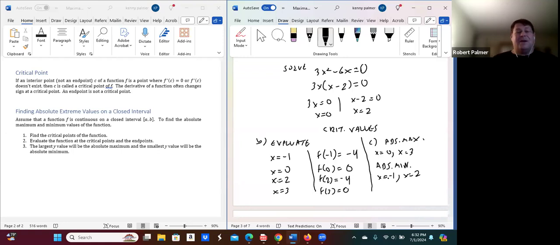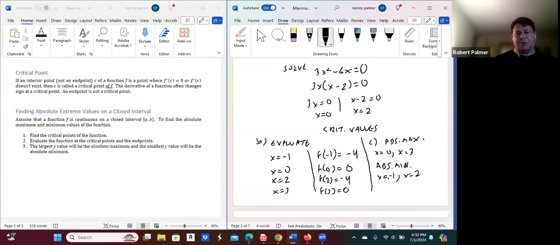Okay, so that's the idea. Basically just find your critical values, evaluate them in the function, also evaluate the endpoints of the interval, then compare everything and find the maximum and minimum. Now, in this case we're guaranteed to have a maximum and minimum, but here more than one value gave us an absolute maximum or an absolute minimum, and that's okay. That can happen sometimes.